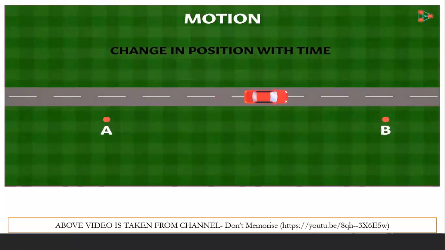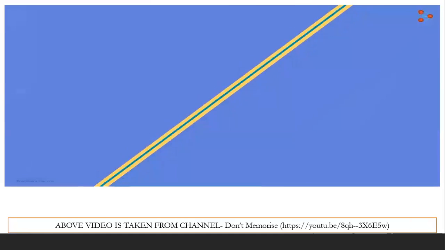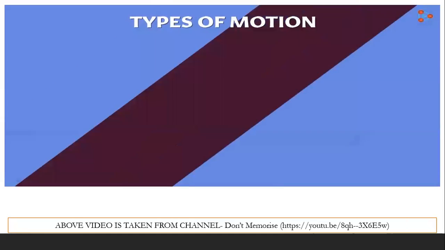Notice what's changing. The position of the object and the time too, which is changing anyway. The change in position of a body with time is what we call motion in simple words. Whenever there's a change in position of a body, we say it's either undergoing motion or has undergone motion. Let's discuss the different types of motion now.